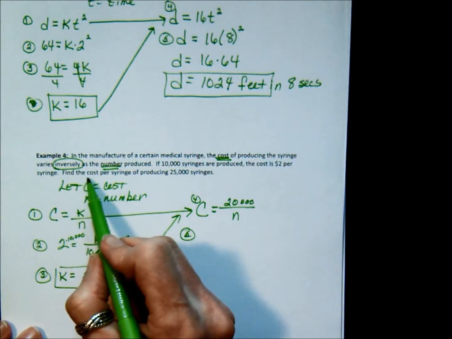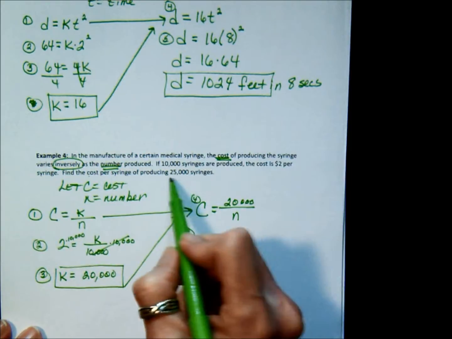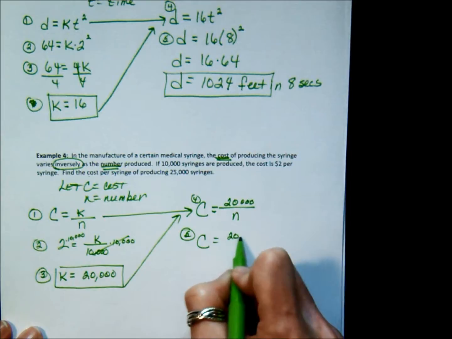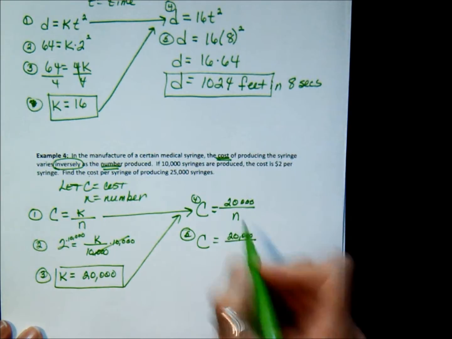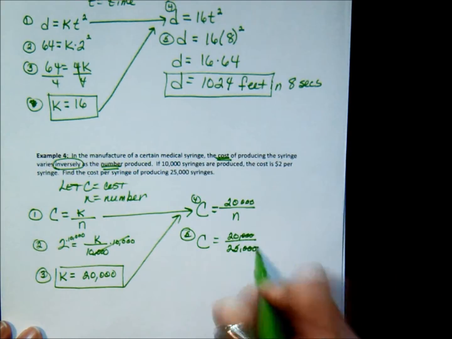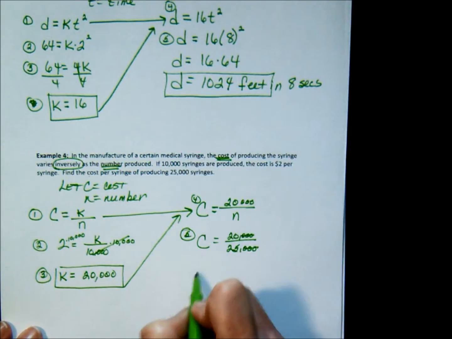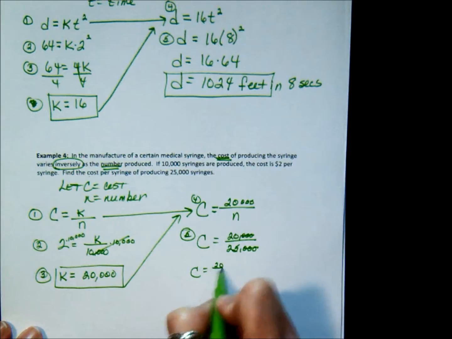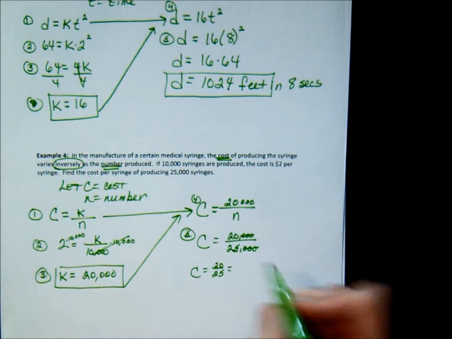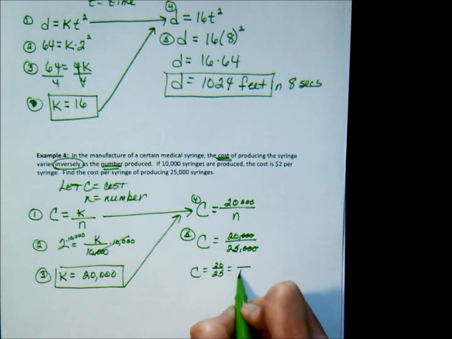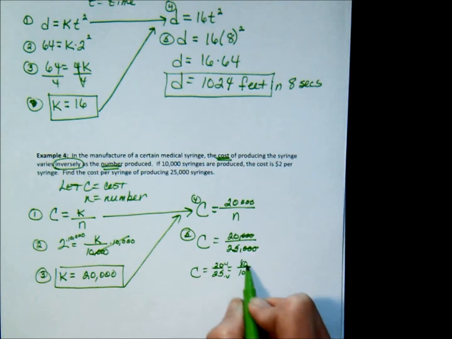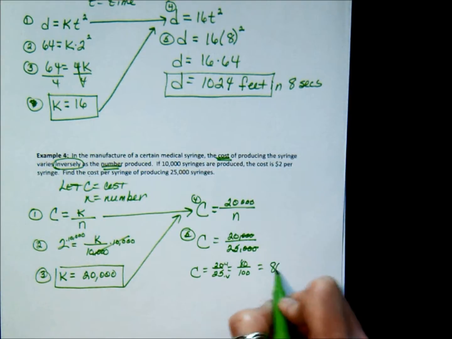Find the cost, so we're missing the cost of producing 25,000 syringes. So the cost is 20,000 over 25,000. I can quickly divide by 1,000 there and cross those off. So I have the cost is 20 over 25. Now, how am I going to write that as money? Well, if I can change that over 100, which I can by multiplying by 4, I know it's 80 out of 100, which is 80 cents.